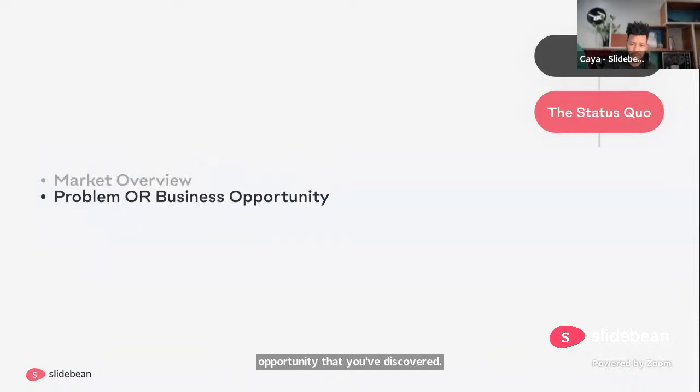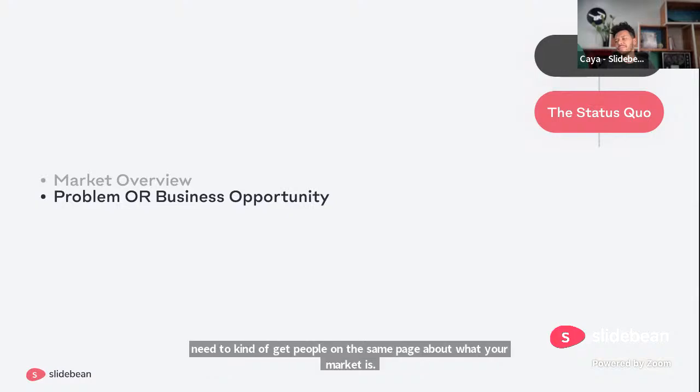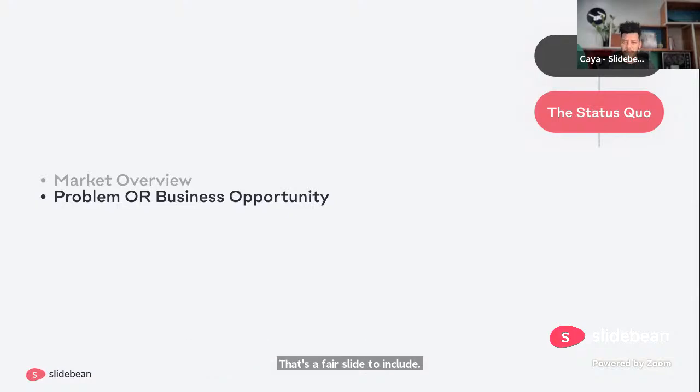Normally, the slides that you would include here are your market overview slide, which, if you need to get people on the same page about what your market is, is a fair slide to include. And then a problem or a business opportunity slide. Most of the time, it's going to be a problem slide. Hey, here's this thing that doesn't work with the world. Always acknowledge the existing solutions.